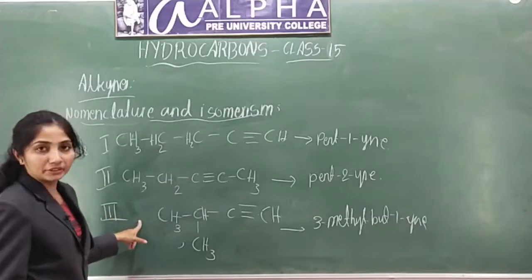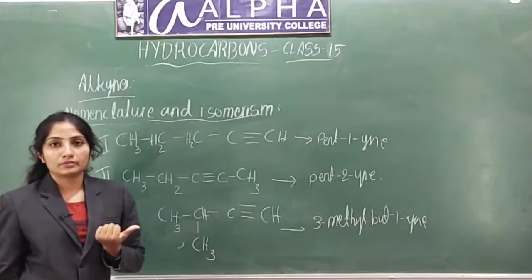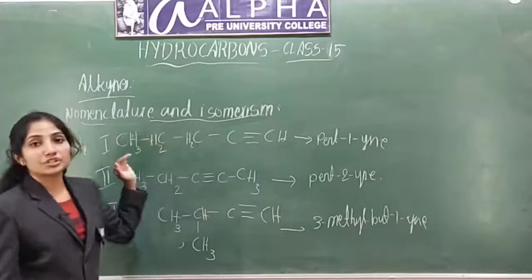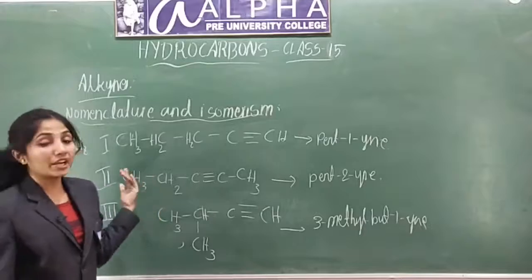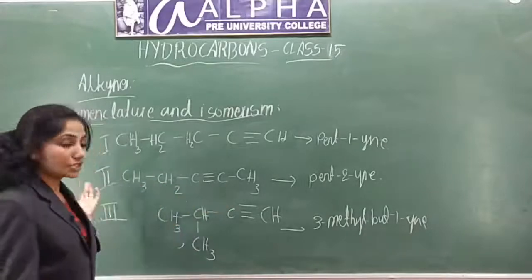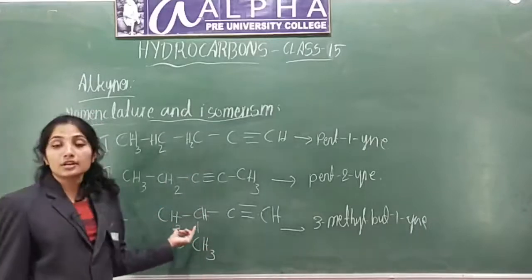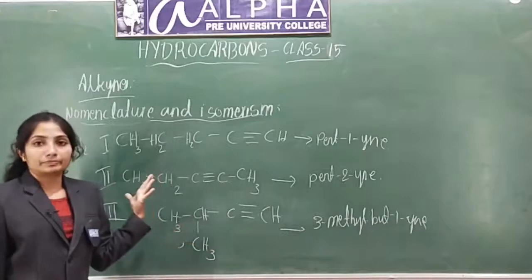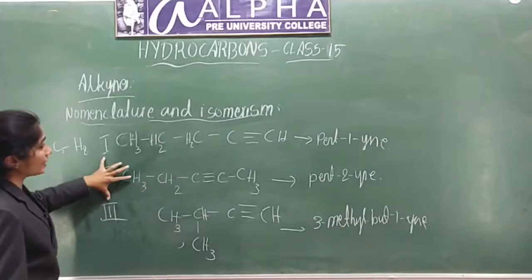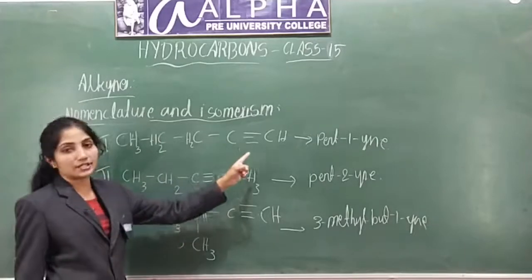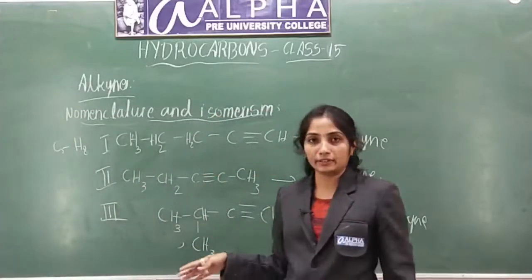Now compare structures 1 and 3. See, one is a straight chain, the other is a branched chain. So these two are examples of structural isomers. They show different structural formulas. These are examples of chain isomers. All these are types of structural isomers. So this is a chain isomer, and these two are position isomers. If you take 1 and 3, one contains a branched chain and the other is a straight chain. Both have the same molecular formula, but the chain length is different.